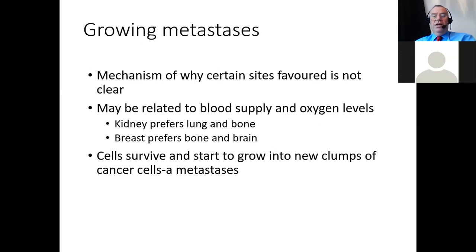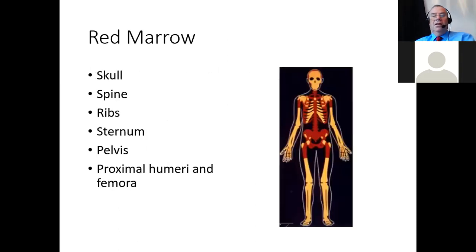We know that from the very first day of diagnosis, there's about 1 billion cancer cells in a patient's body, and many of these are circulating. So there's potential for metastasis at any point. What seems to happen is at certain points, these produce clumps of cancer cells and then become a new metastasis.